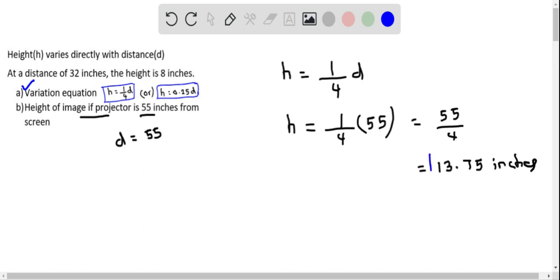So we have determined that the height is 13.75 inches when the projector is 55 inches from the screen.